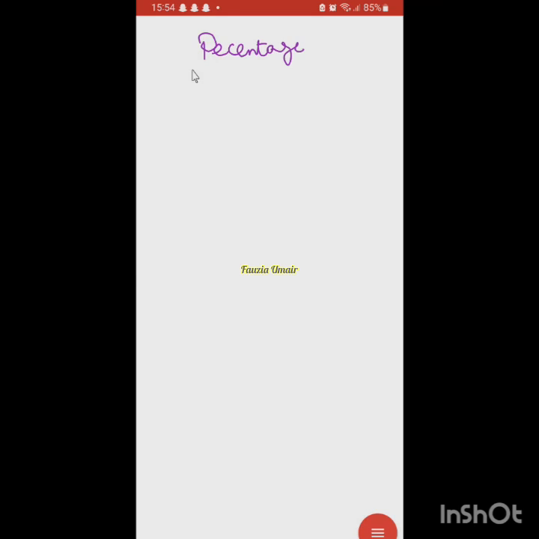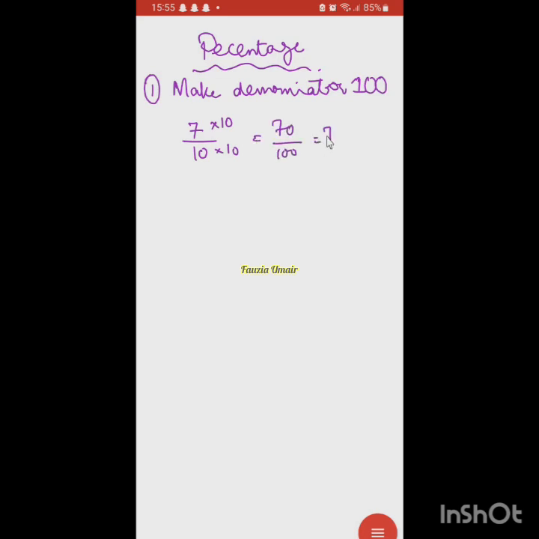देखो, one way is to make the denominator 100. ठीक है. First way of changing a fraction into percentage is make denominator 100. परसेंट बनाने के लिए फर्स्ट मेथड क्या है? मेक द डिनोमिनेटर 100. ये आपने 5 में पढ़ा था. जैसे देखो, if the fraction is 7 by 10, we need to change it into percentage. So I need to make the denominator 100. So I will multiply it by 10. So this will be 70 by 100. और ये बन जाता है आपका 70%.